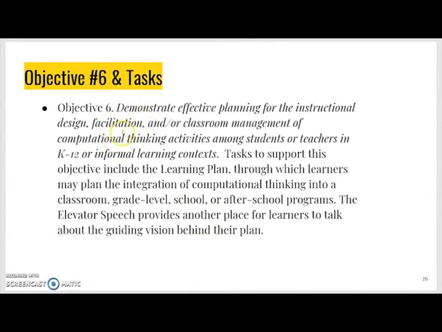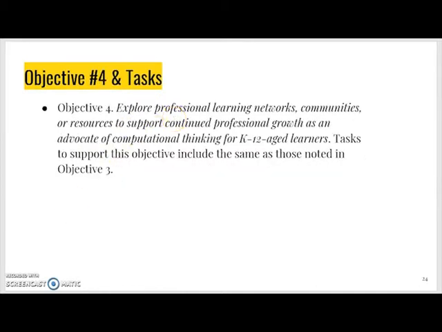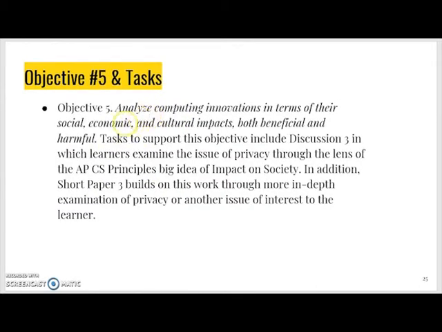Objective 5, analyze computing innovations in terms of their social, economic, and cultural impacts, both beneficial and harmful. They create a discussion prompt for their third discussion in the class, after they've kind of learned about the APCS principles and the big idea from those principles related to impact on society. So they construct an impact on society discussion prompt related to privacy. They also build on that work in short paper 3.